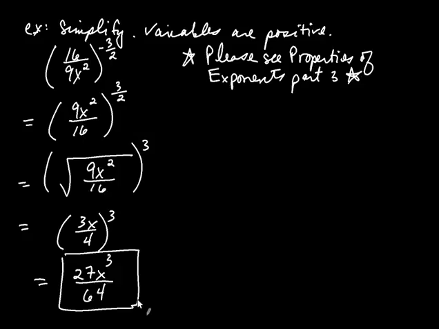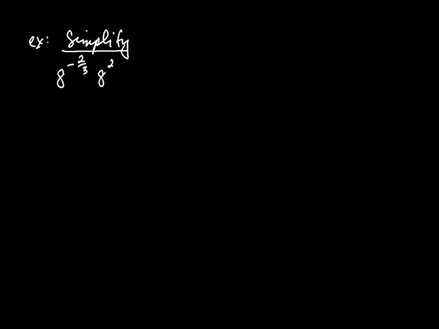Okay, let's try another one like that. Let's simplify 8 to the negative 2/3 times 8 squared. Now remember that when you have a to the m multiplied by a to the n, that's equal to a to the m plus n. So as long as you're multiplying these together and they have the same base, you add the exponents. And that's what we're doing here, right? These have the same base, so let's add the exponents.